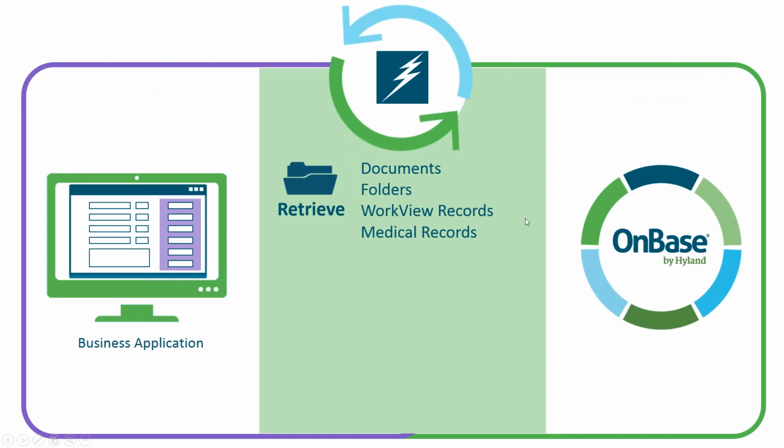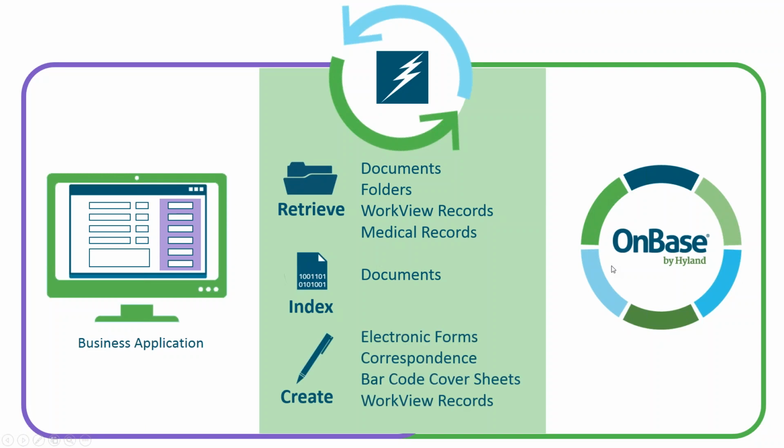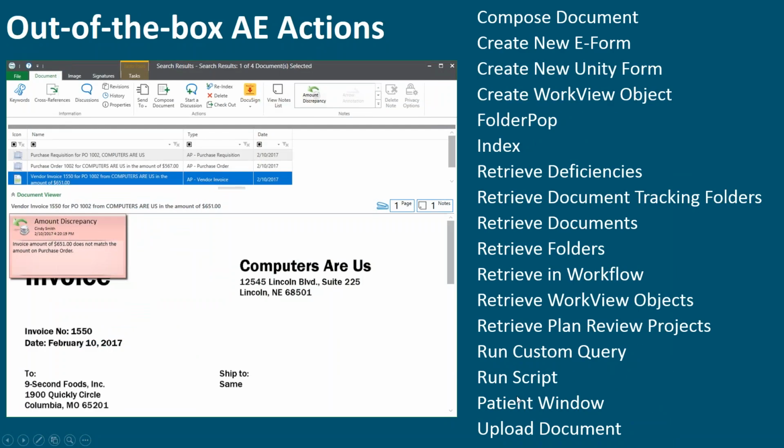So as I said, we have these 3 areas, so you can retrieve so much right out of the box. These are all out-of-the-box options: documents, folders, WorkView records, medical records. You can index documents, and you can create forms, correspondence, barcode cover sheets, and WorkView records right from that application screen, utilizing the data on this application screen not only to retrieve those documents, but also to minimize the amount of typing that somebody has when indexing or when creating a form. So we have a pretty big list of out-of-the-box AE actions.